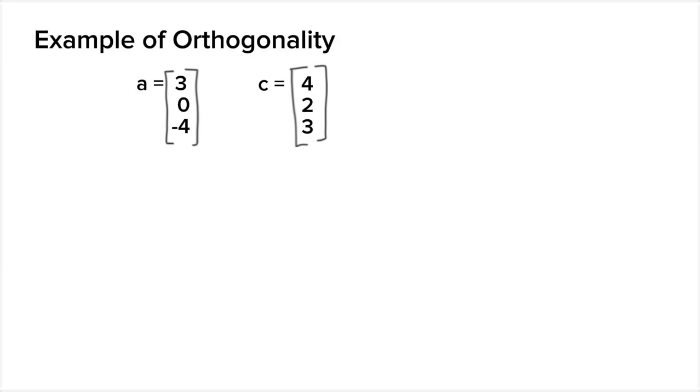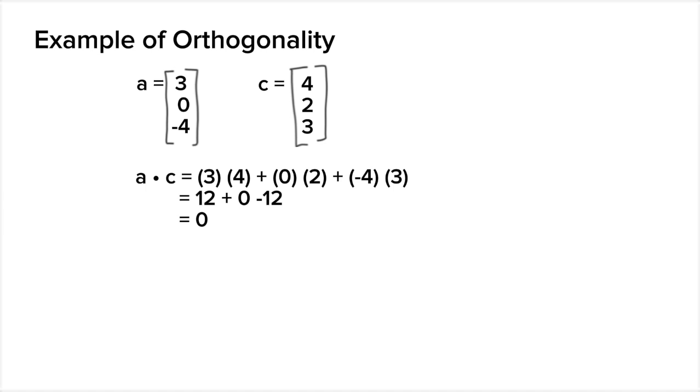Here's an example to illustrate orthogonality. Take vector A, 3, 0, -4, and vector C, 4, 2, and 3. If we calculate their dot product, 3 times 4 plus 0 times 2 plus -2 times 3, that gives us 12 plus 0 minus 12, which equals 0. Since the dot product is 0, these two vectors are orthogonal, meaning they are perpendicular.